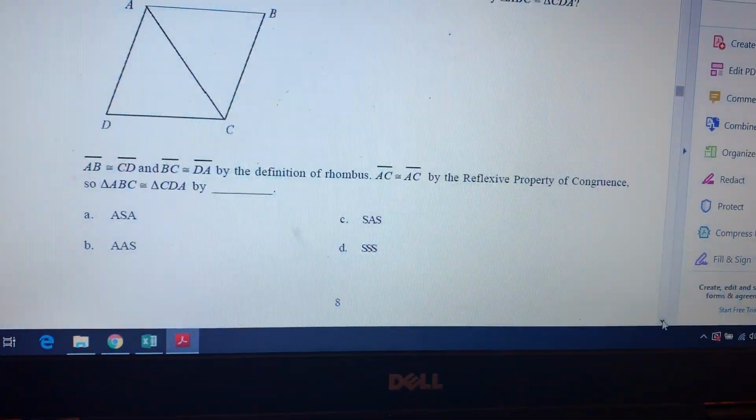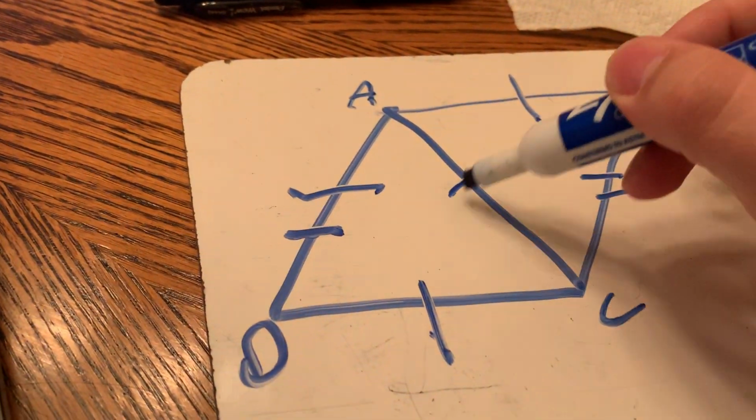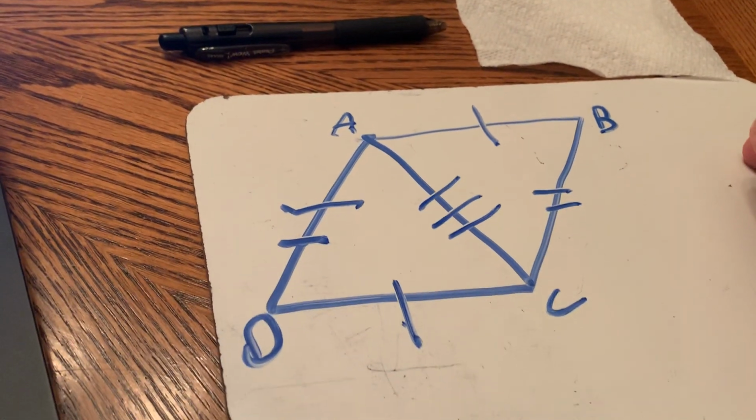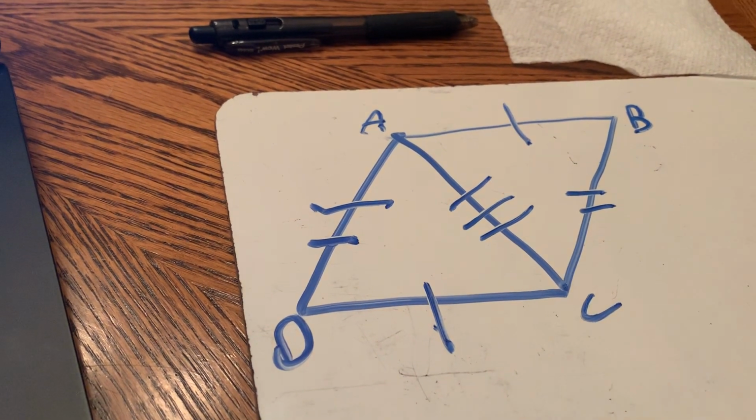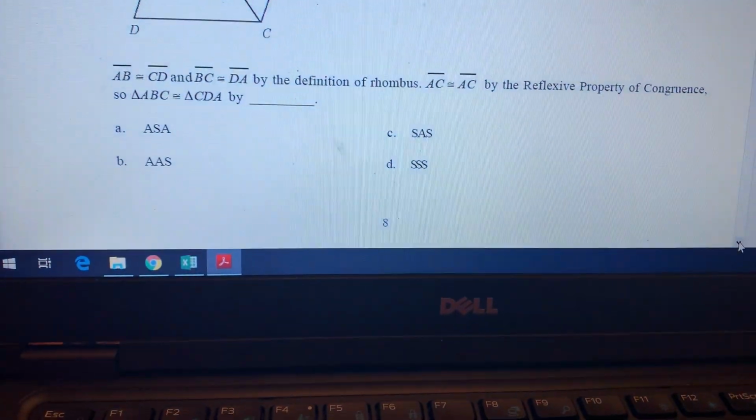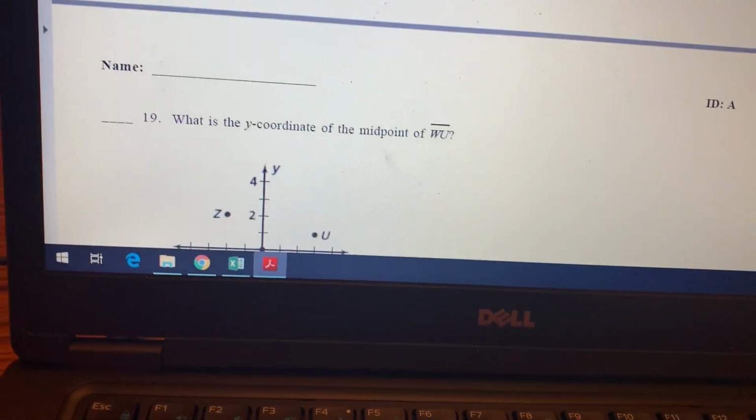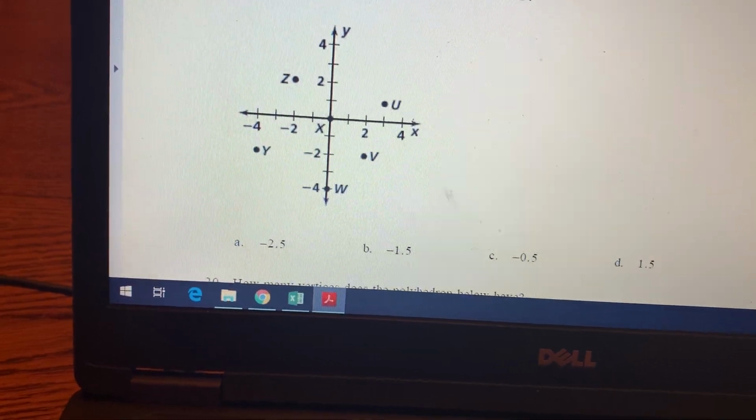Also, AC is equal to AC by the reflexive property. We've already seen that a couple times. So 1, 2, 3 right down the middle. There's my 2 triangles, and they are congruent by side, side, side, which is D. There we go. All right, just cruising along here with this one.